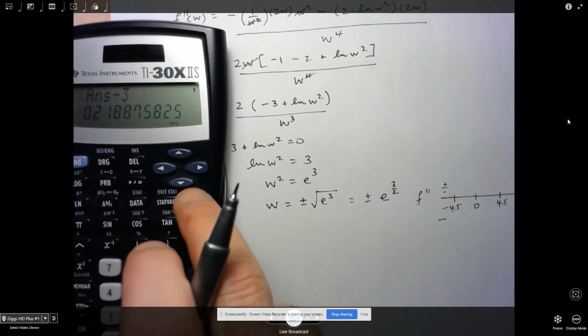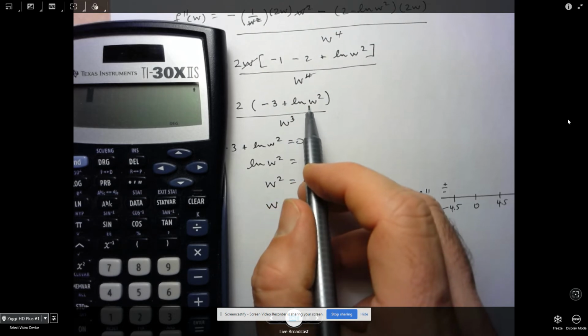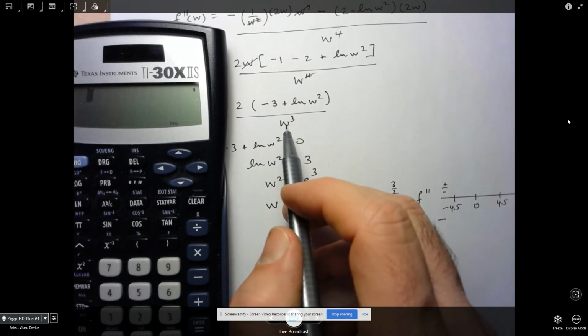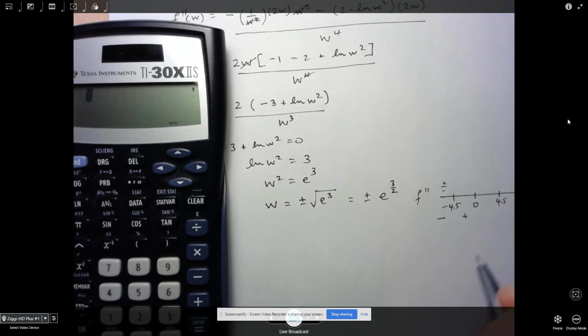Now let's put in, say, negative 1. So again, ln of negative 1 squared is just ln of 1, which is 0. Minus 3 is negative 3. Over negative 1 cubed is negative, so negative over negative is positive. Okay, so that means we have a point of inflection at negative e to the 3 halves.